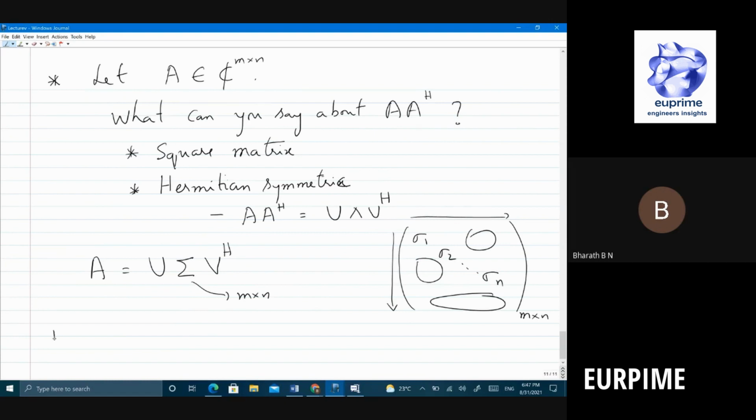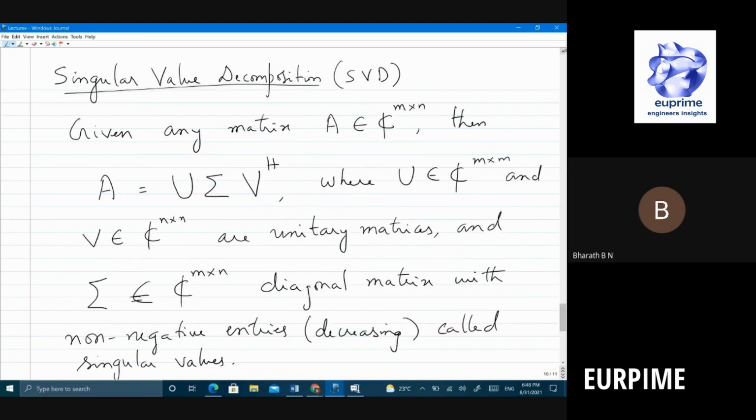So what can you say about A Hermitian? A is U sigma V Hermitian. What is A Hermitian? AB whole Hermitian is B Hermitian A Hermitian. So V Hermitian becomes V, and sigma becomes sigma Hermitian. It doesn't matter, since sigma is a diagonal matrix with real entries, in fact non-negative.